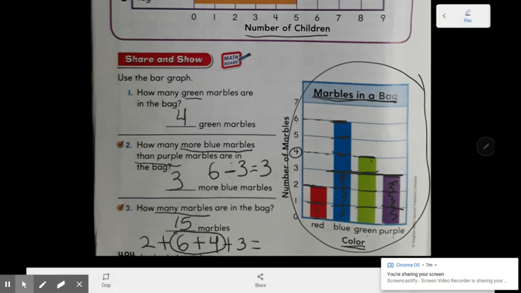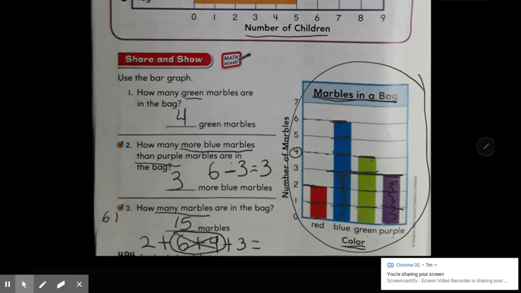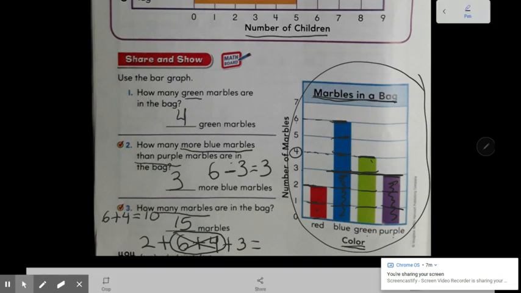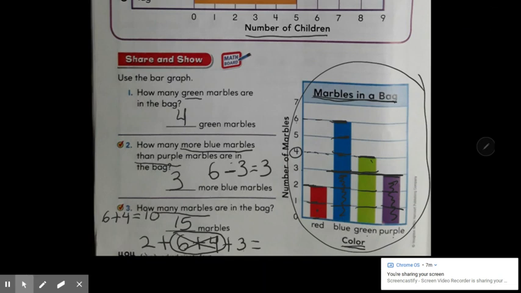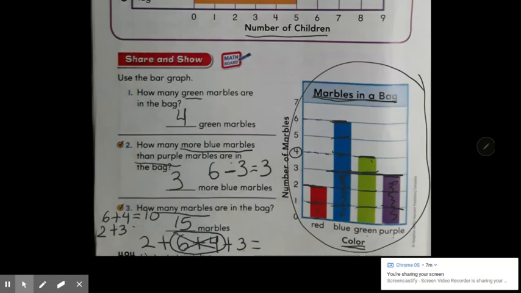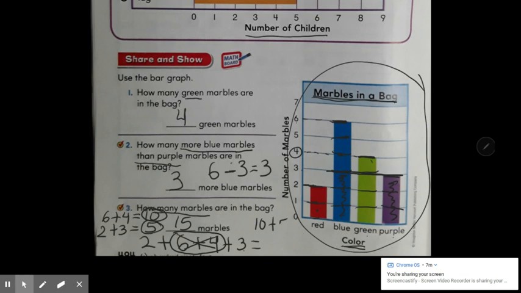So I'm going to cross them out. I'm going to move them over here. And I'm going to say 6 plus 4 equals 10. Now, I have 2 plus 3. So now I'm going to do 2 plus 3, and that 2 plus 3 equals 5. So now I have to add the 10 and the 5. So 10 plus 5 equals 15. See how I got the same answer?